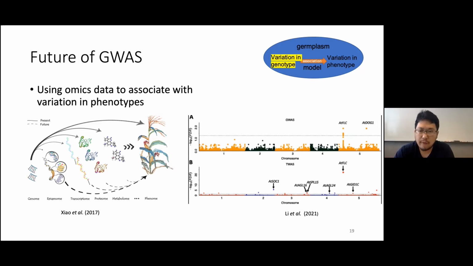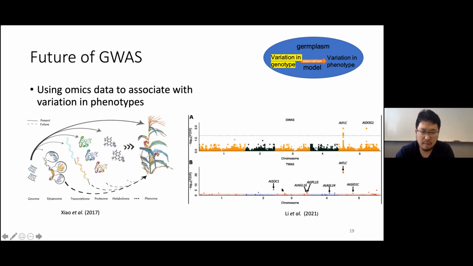So far we've been talking about the variation in genotype, on a DNA level. That is the polymorphism of the DNA, like the SNPs. But actually, there are many more layers than the genome, right? There's the epigenome, the transcriptome, the proteome, the metabolome. Each of these could serve as markers to associate with the variation in a phenotype.